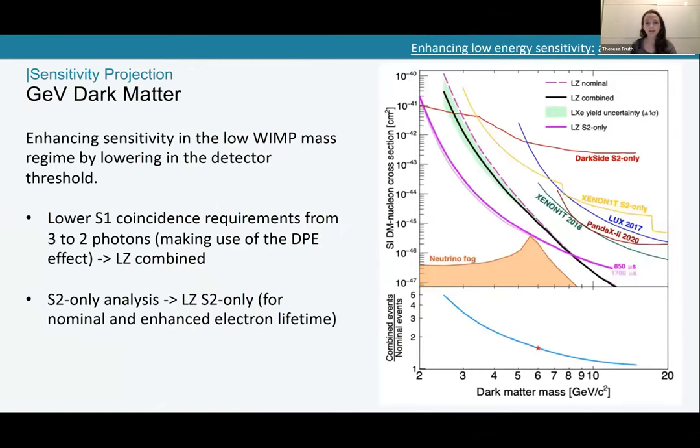We do want to do some other physics as well. One obvious way is to push further into the low mass dark matter range, so into the GeV dark matter. We could enhance our sensitivity to the low mass region by lowering our coincidence requirement. Our S1, which is the smaller signal, really sets our detector threshold, and lowering the S1 coincidence requirement, if possible, would help us to push a little bit further. You can see the dotted line here, that's the normal LZ curve, and the black one here would allow us to push a little bit further into this space. But really big gains you can make when you go to S2-only analysis, where you lose discrimination but can go to lower thresholds.